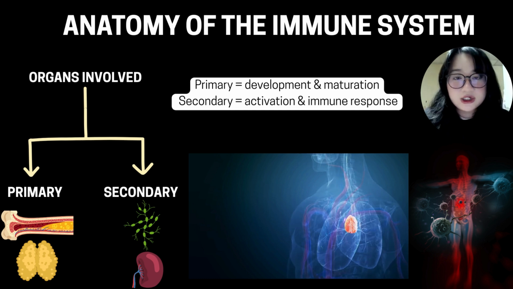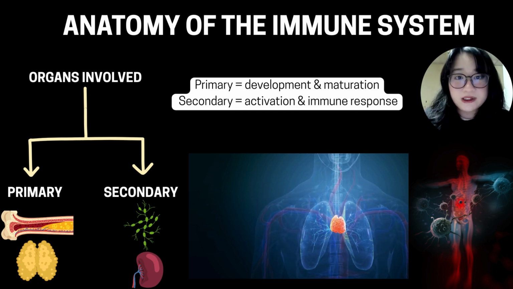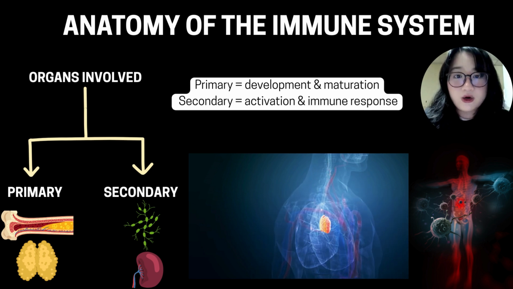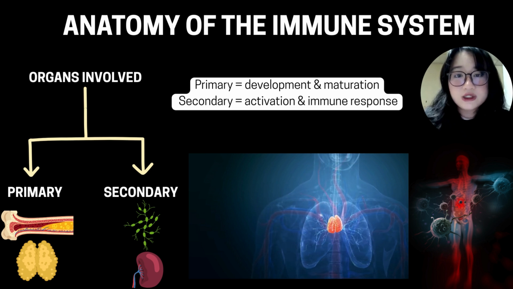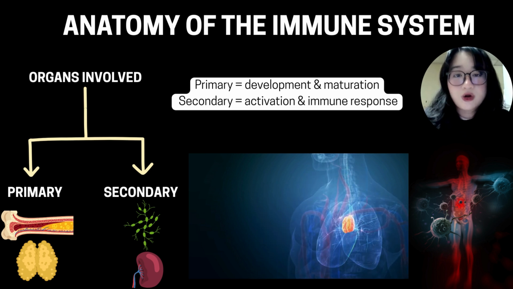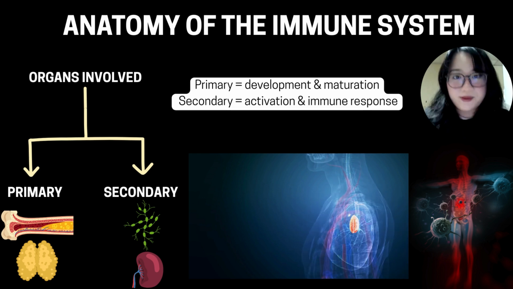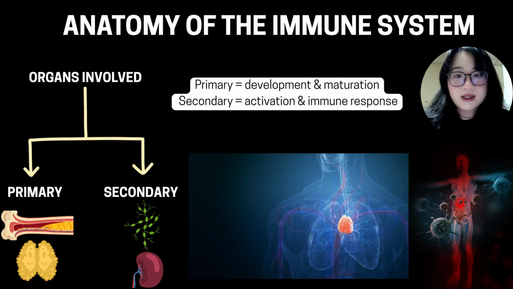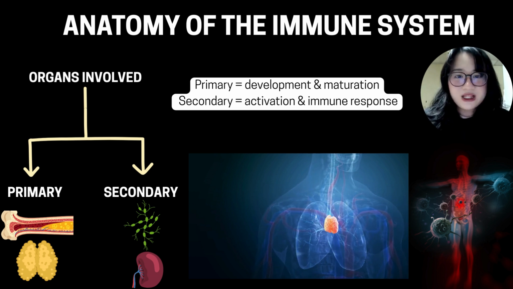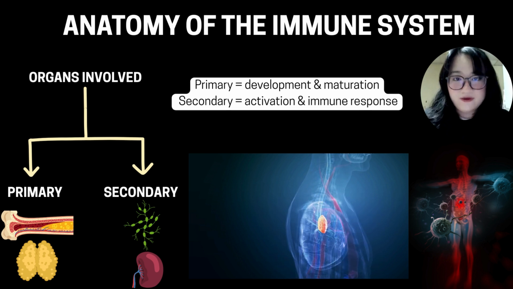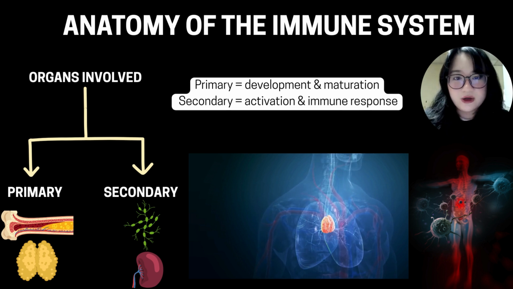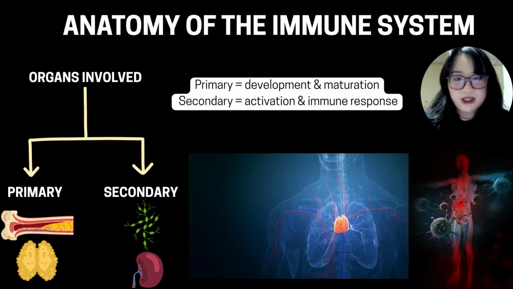maturation. Structurally, it is a bilobed organ, which means it has two lobes with a cortex and a medulla, and it also contains a unique structure known as Hassall's corpuscle, which can be seen under the microscope, which plays a role in T cell development. The thymus is the most active during childhood and gradually undergoes involution after puberty.